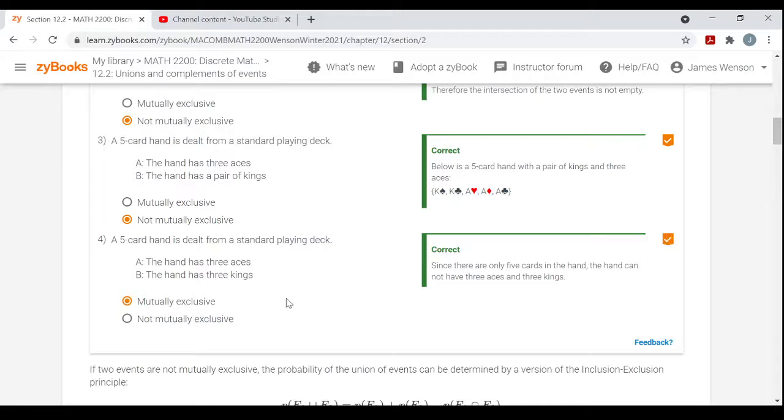So I hope that makes sense, what the term mutually exclusive means. Disjoint, can't happen at the same time. Their intersection is empty. They share no outcomes, however you want to put it.